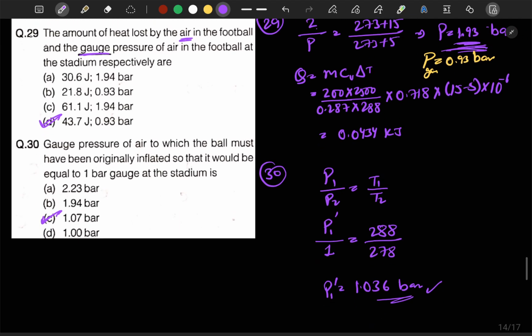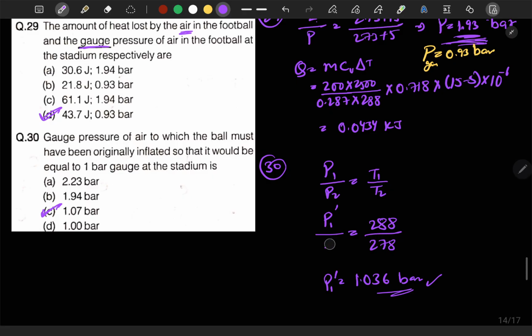Next, in this next part we have taken here, we should take 2. So the answer would come to be 288 divided by 278 into 2, which is 2.07 bar. It is absolute, so for gauge it will be 1.07. So you should remember to convert pressures from gauge to absolute and from absolute to gauge as per requirement.